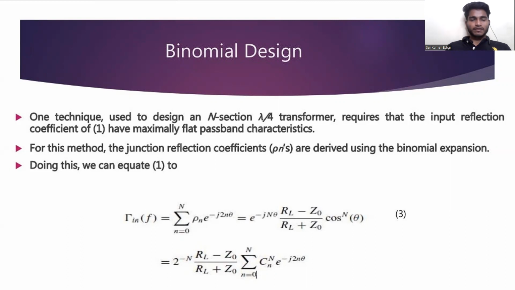equate gamma in of f equal to sigma n equal to 0 to n rho n into e power minus j 2 n theta equal to e power minus j n theta into (RL minus Z naught) by (RL plus Z naught) into cos power n theta. And that can be written as 2 into 2 power minus n into (RL minus Z naught) by (RL plus Z naught) into sigma n equal to 0 to n c n e power minus j 2 n theta.